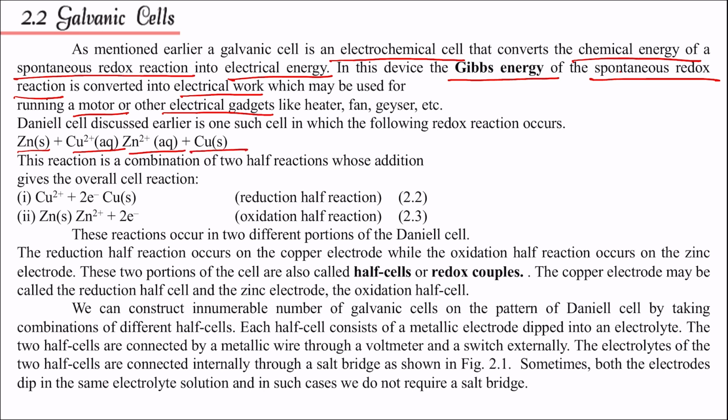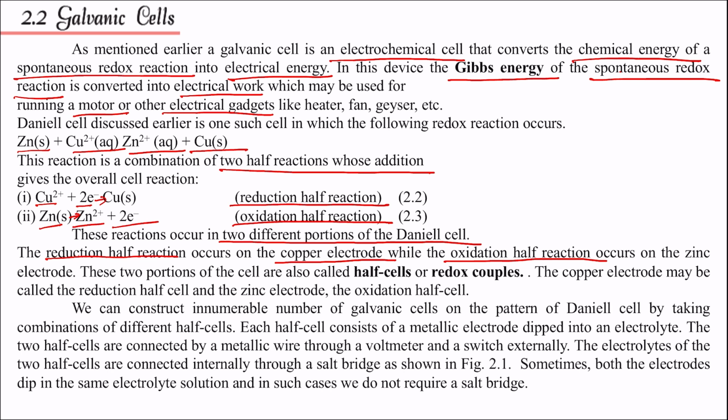This reaction is a combination of two half reactions whose addition gives overall reaction. Now the first one is the reduction half reaction where Cu2 plus ions accept electron and change into neutral copper atoms, and oxidation half reaction, in this zinc atoms they lose electron and change into zinc ions giving 2 electrons. These reactions occur in two different portions of the Daniell cell. Reduction half reaction occurs on the copper electrode while oxidation half reaction occurs on the zinc electrode.